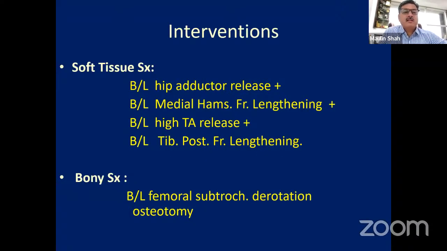Now, interventions we did were combined soft tissue and bony procedures. We did bilateral hip adductor release, bilateral medial hamstring fractional lengthening. At that time, the SEMLS adductor magnus transfer was not devised, so we were not aware of it. And this boy had more of a jump knee gait rather than a crouch. We did bilateral high TA release and aponeurotic lengthening and tib post fractional lengthening. And we performed bilateral femoral subtrochanteric derotation, external rotation osteotomy in one go.